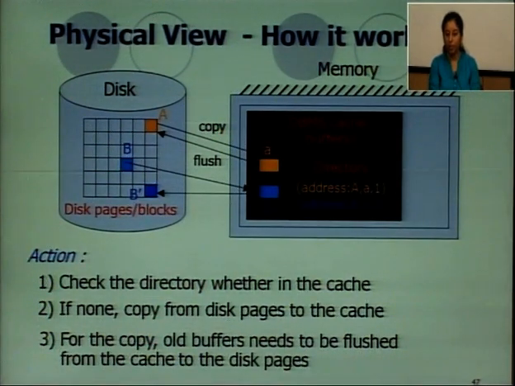Now the physical view, how it works. We have a disk divided into disk pages and blocks, then the memory system, which has a DBMS cache stored in a buffer, and a directory holding addresses. This is a simple example. Basically it checks the directory to see whether the page is in the cache. If not, it copies from the disk pages to the cache. For the copy, an old buffer may need to be flushed from the cache to the disk pages. It shows how the recovery system works with your disk.